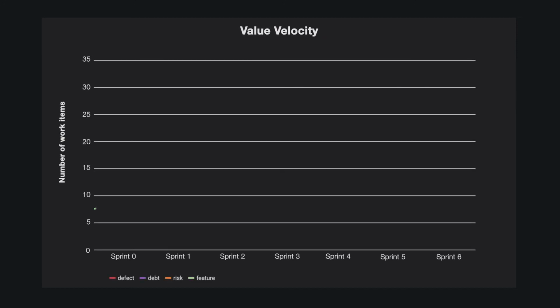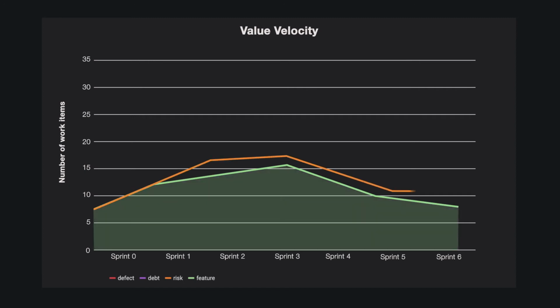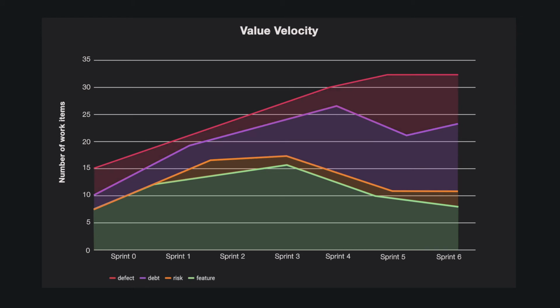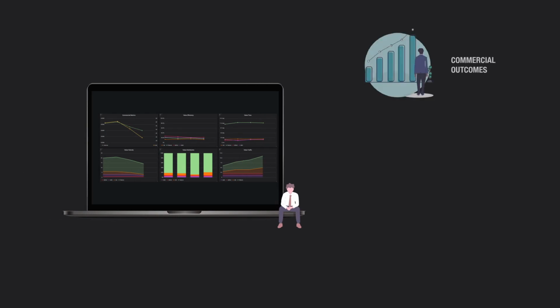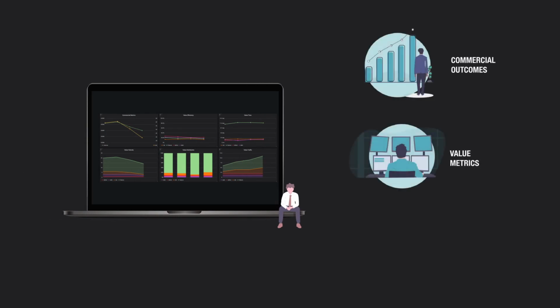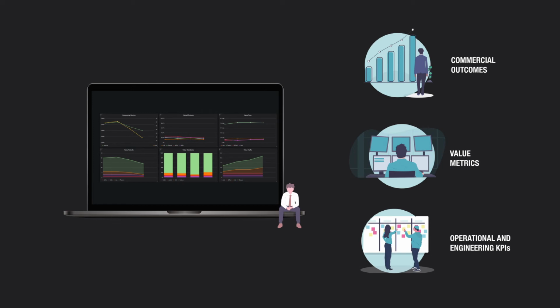Finally, value velocity gives stakeholders an opportunity to see how much work of each type is being completed, and thus how much value is being delivered over time. We create value metrics by integrating your existing tools such as Jira and Jenkins into our platform. Now let's see how simple this is and the immediate value we can bring with a short demo.